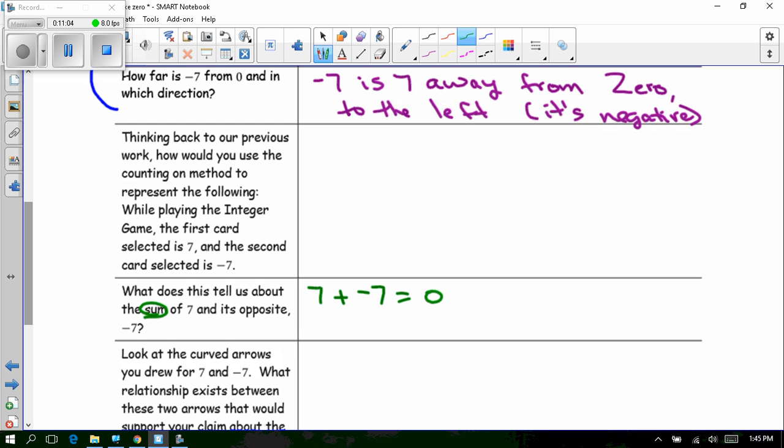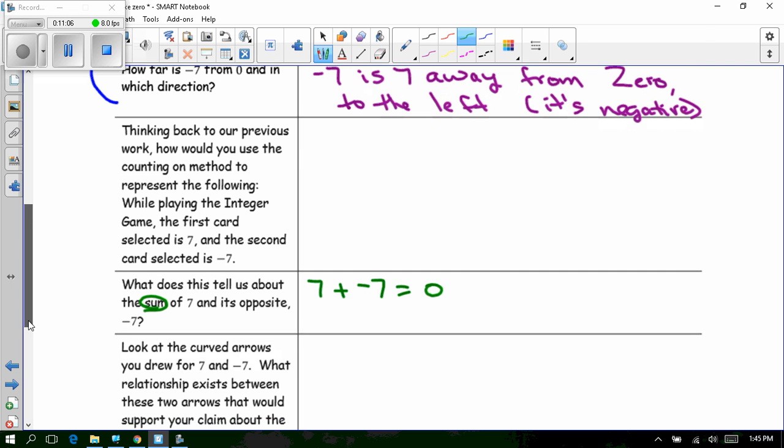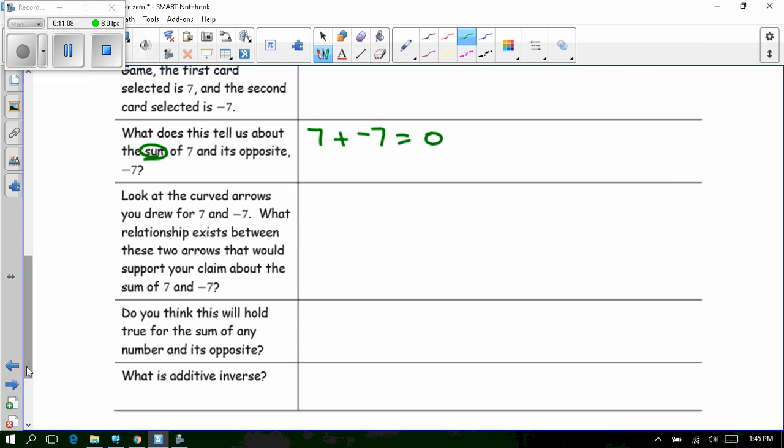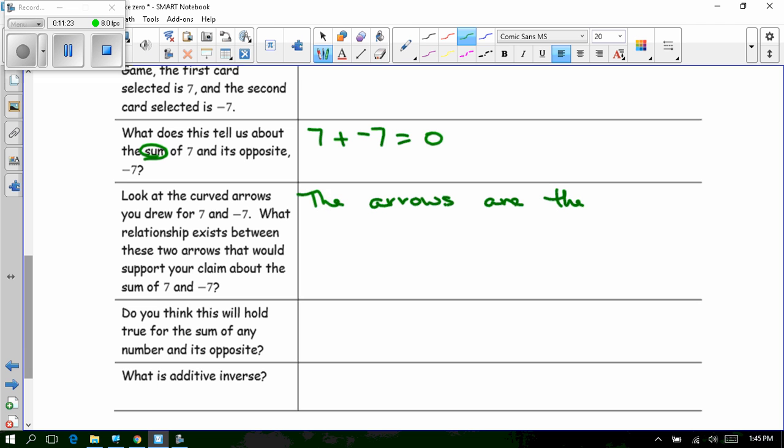Look at the arrows that you drew for 7 and -7. What relationship exists between these two arrows? Well, the arrows are the same length, but they point in opposite directions, right? They're the same length, which means they're the same distance. They're the same length, but point in opposite directions.